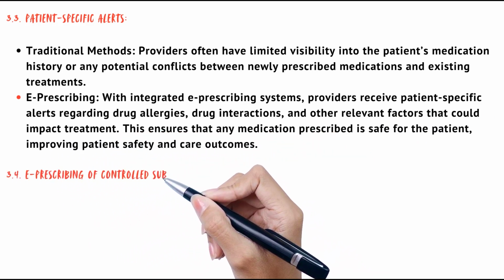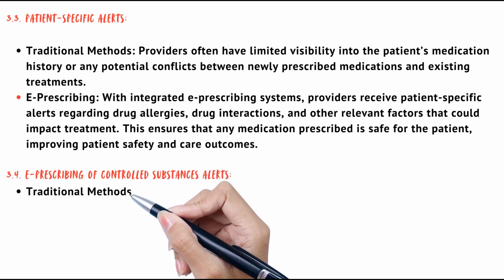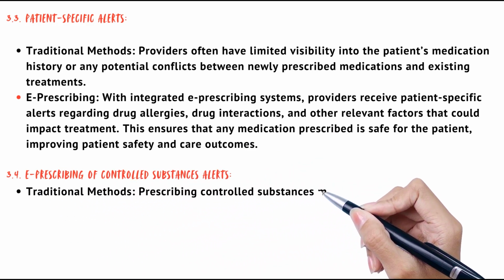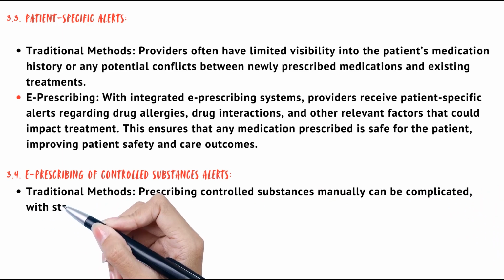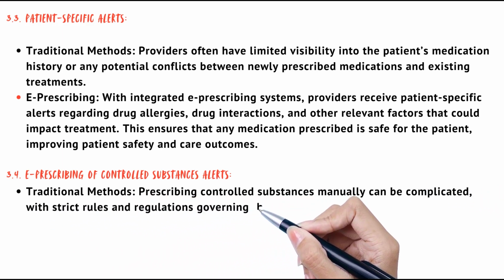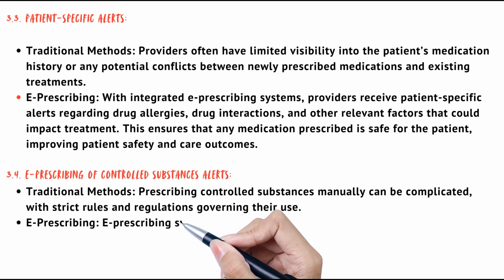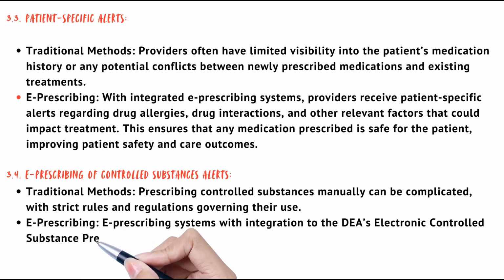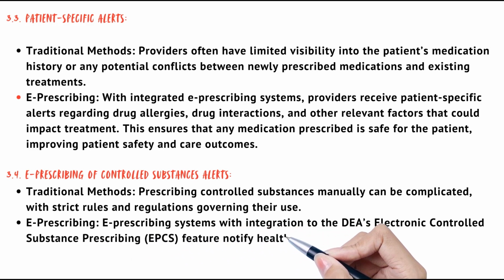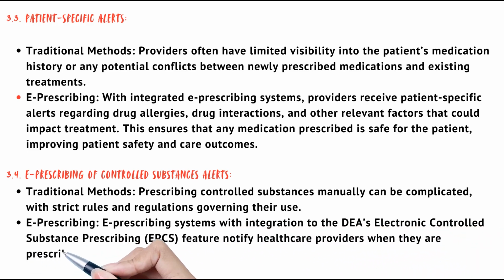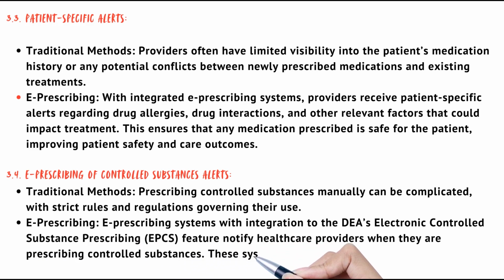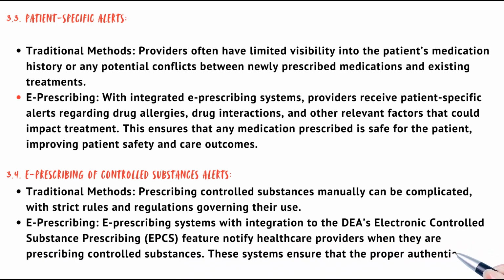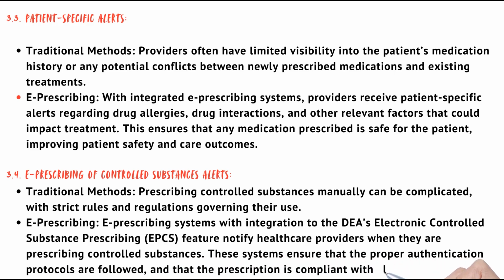3.4. E-prescribing of controlled substances. Alerts. Traditional methods. Prescribing controlled substances manually can be complicated, with strict rules and regulations governing their use. E-prescribing. E-prescribing systems with integration to the DEA's Electronic Prescribing of Controlled Substances (EPCS) feature notify healthcare providers when they are prescribing controlled substances. These systems ensure that the proper authentication protocols are followed, and that the prescription is compliant with all legal requirements.